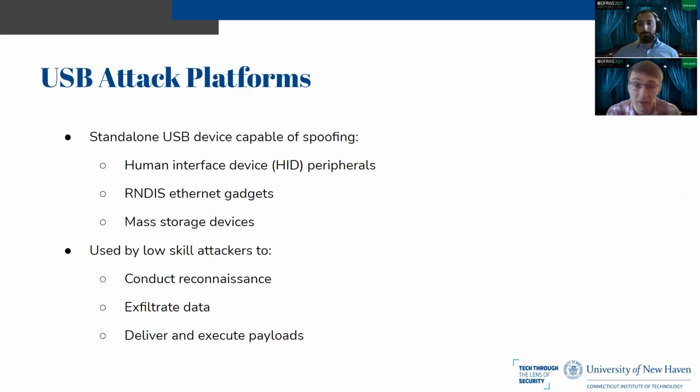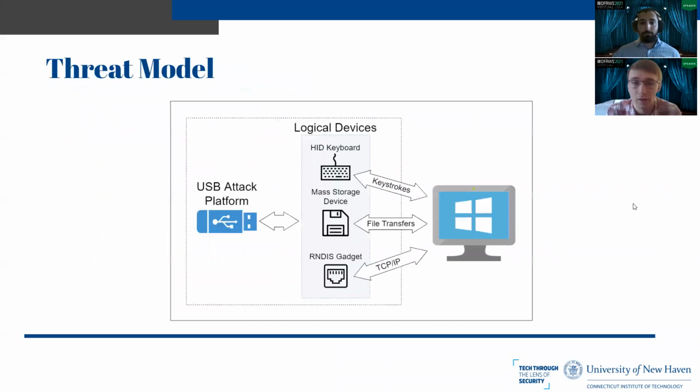It might have a listener creating a socket on its RNDIS Ethernet gadget so that it could send data over its own network interface that it could create with its own DHCP server. Or it could also have the ability to transfer files back and forth from the host device as a standard USB device. Generally, these would be used by low-skill attackers because these are commercially available products that are not that inconspicuous. And generally, the goal would be to conduct reconnaissance, exfiltrate data, and deliver and execute payloads on the victim machine.